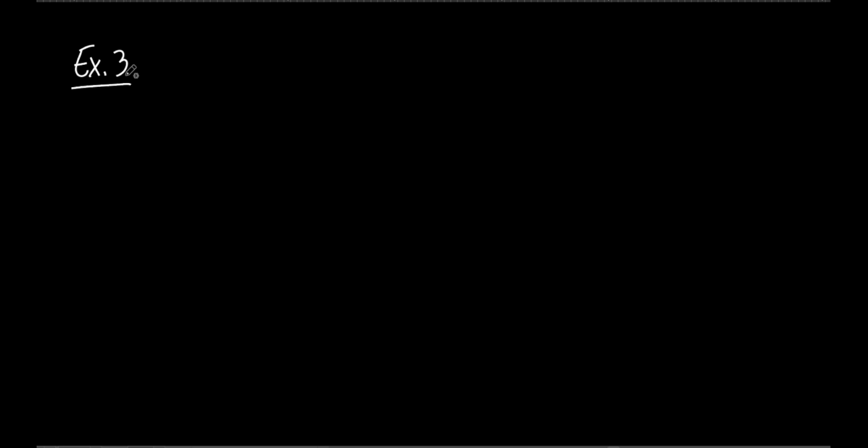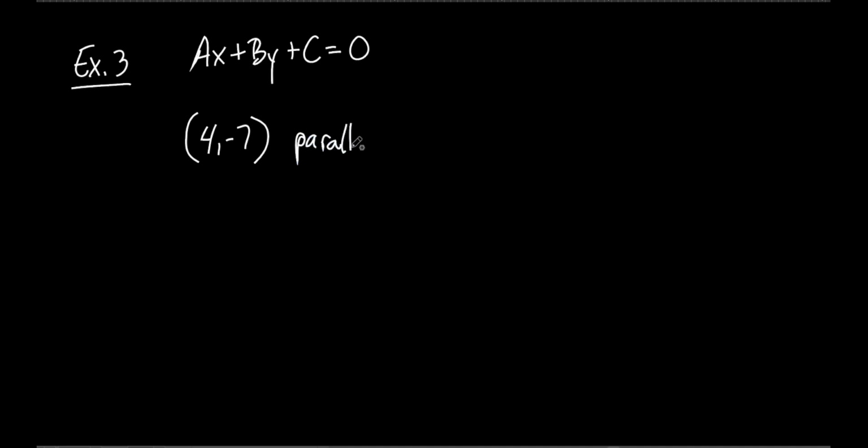It says write the standard form of the equation of a line. So what is that form? Standard form. It's ax plus by plus c equals 0. So that's the form I want to put it in, right? Of a line that passes through this point, 4, negative 7, and is parallel to this graph right here: 2x minus 5y plus 8 equals 0. All right. What in the world?